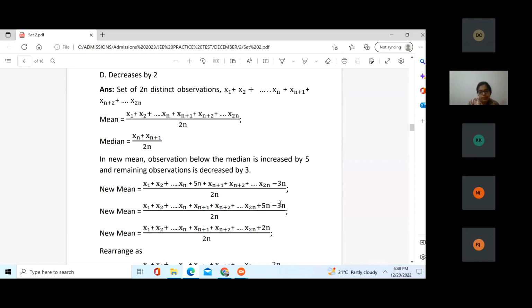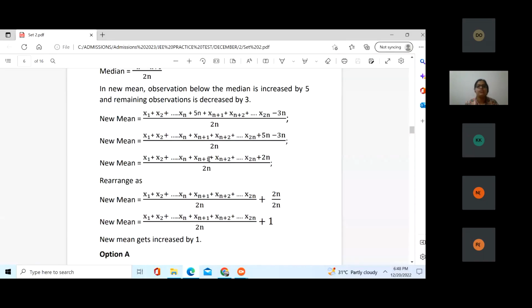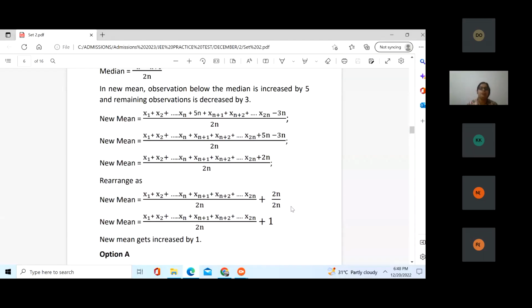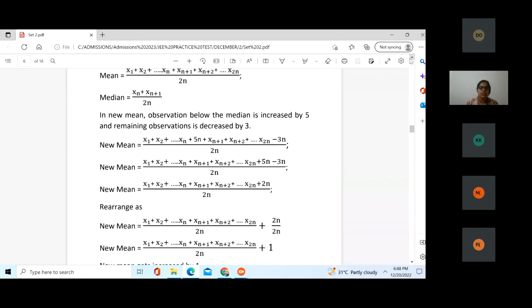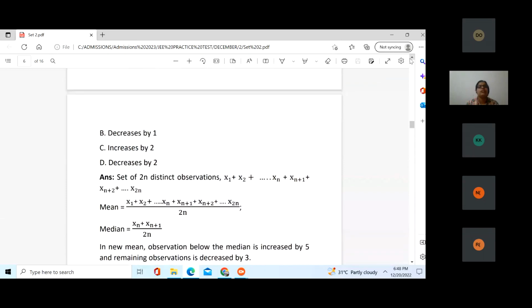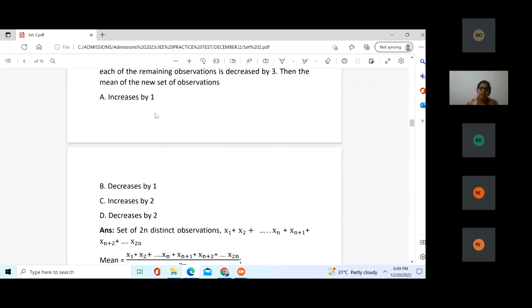So you can split the new mean into two parts. The first one is what we already knew: x1 plus x2 plus x3, etc., x2n, divided by 2n, plus 2n by 2n. The 2n will get cancelled and this value will be 1. So what will happen to the new mean? The new mean is increased by 1. Which option is correct? It's option 1 among the options given.